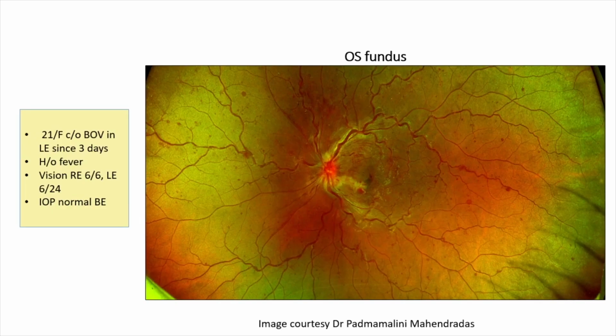Here is the case, image courtesy of Dr. Padma Malini from Bangalore. This is a 21-year-old female with blurring of vision in the left eye for 3 days. History of fever, vision right eye was 6/6, left eye was 6/24, and you can see the retinal vasculitis with retinitis with hemorrhages.